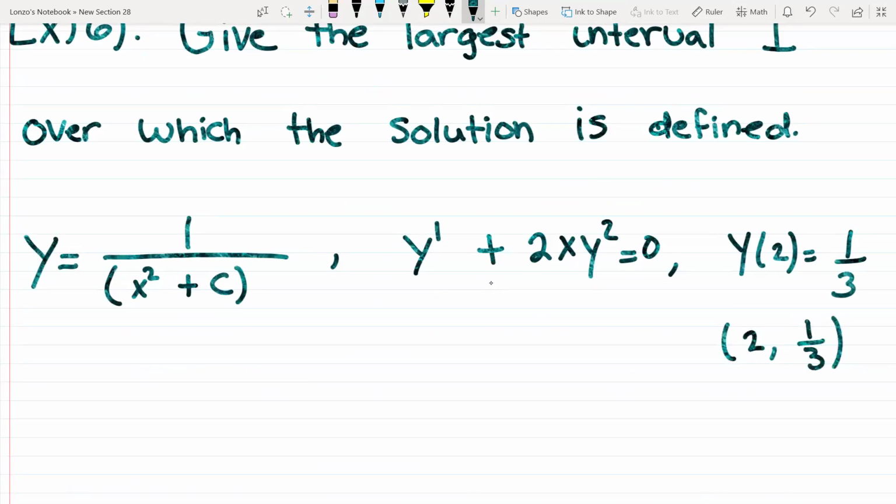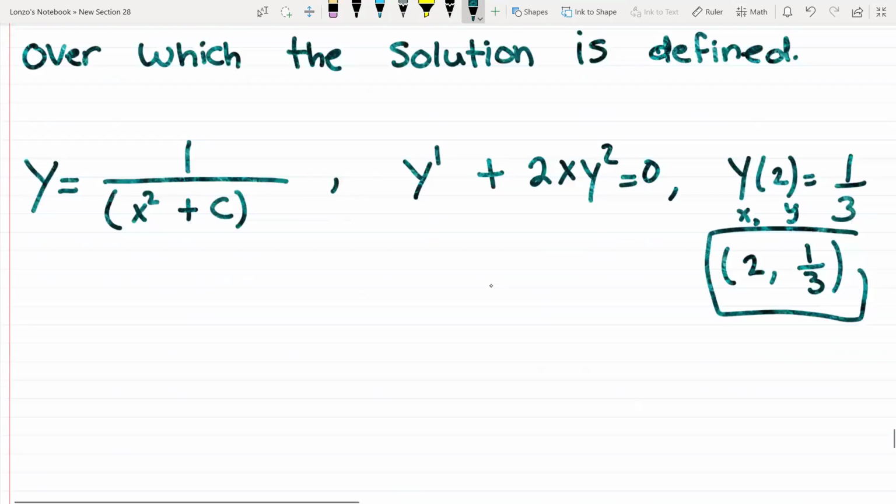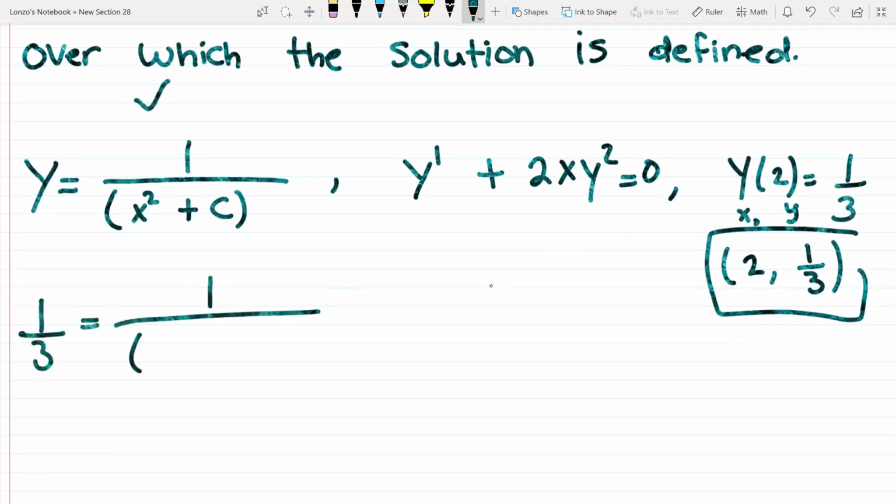What would I do first? From the previous problems, I would solve for my c, right? So how do we solve for c? By plugging in your initial value. So 2 is your x and 1/3 is your y. So go ahead and plug that back into this equation. You replace y with 1/3 and replace your x with 2.